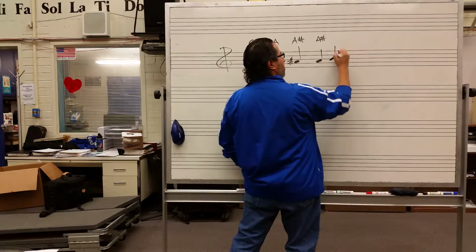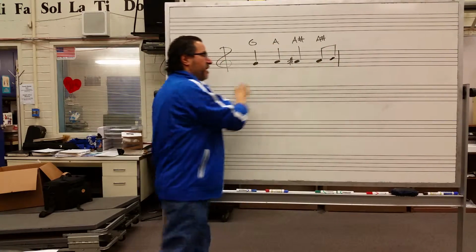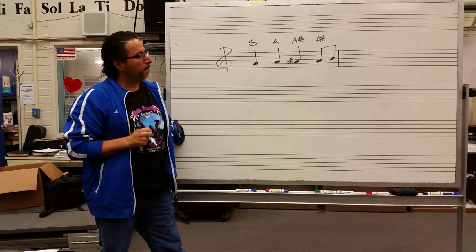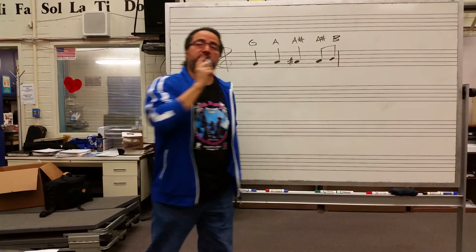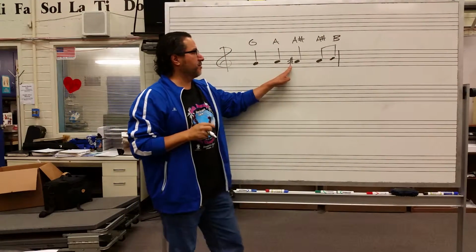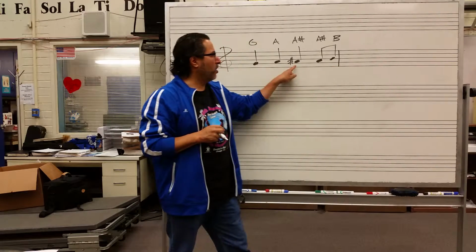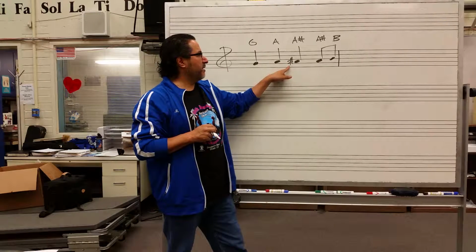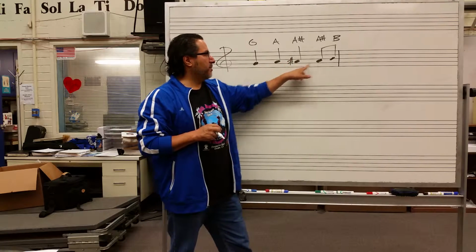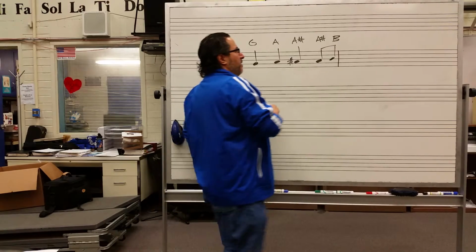Now, what if I did this? Some students get confused. What note is that? B. That's going to be a B or a B natural. It's not a B sharp. Some students think that because they see a sharp, now every note is sharp, and that's not the case. It's only the note that it's attached to. So we've got A sharp, then A sharp, then B.